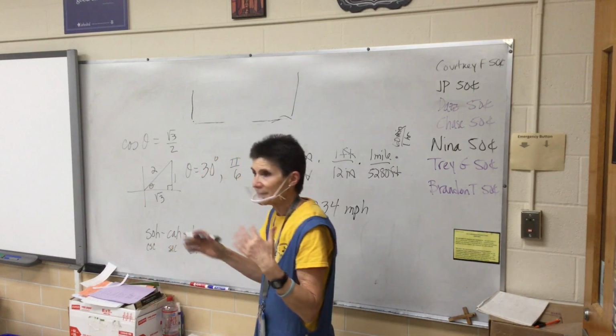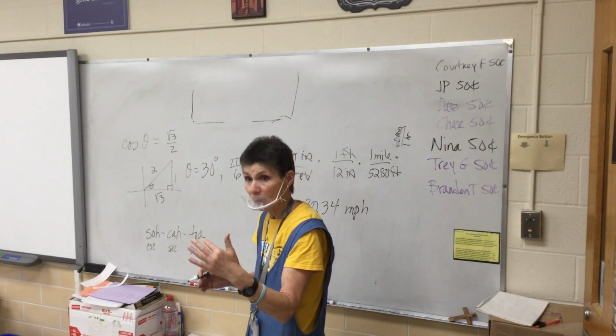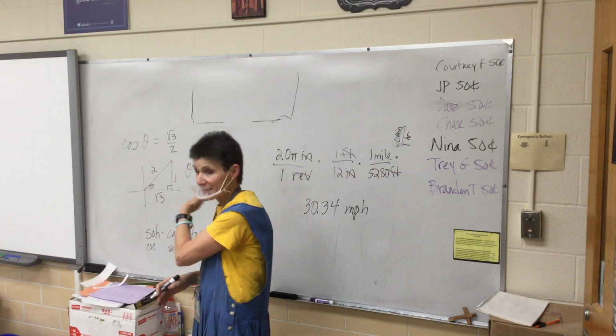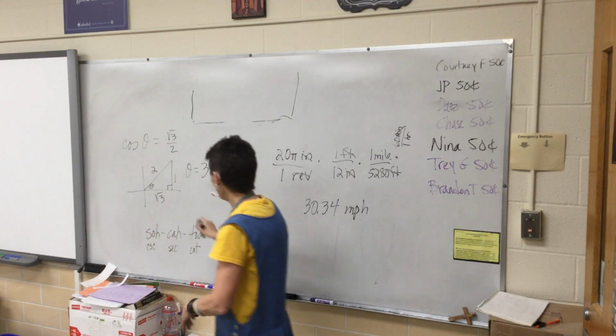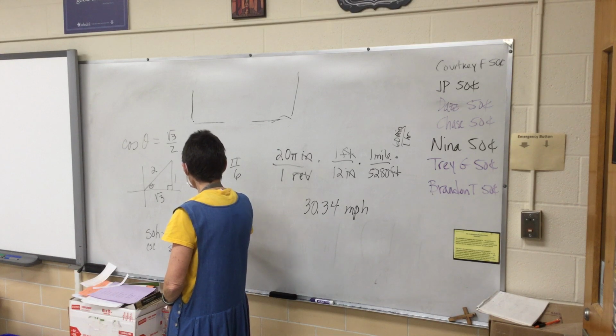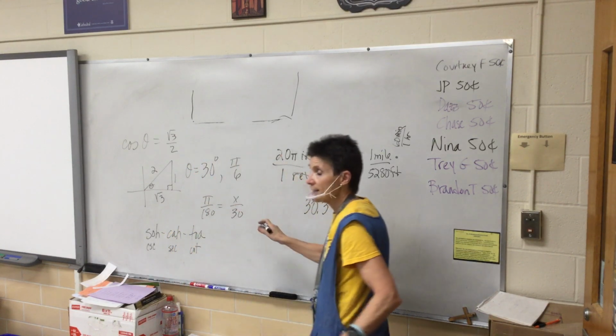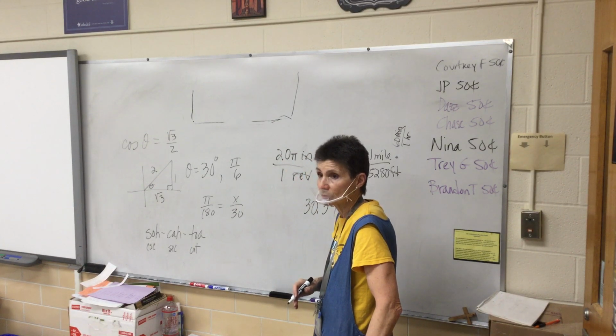If that doesn't make sense to you, and by the way, pi is 180, and 30 is a 1/6 of 180, so that's why it's pi over 6. But you always can go back and do pi over 180 equals x over 30. You can always go back and set up your proportion and cross multiply.